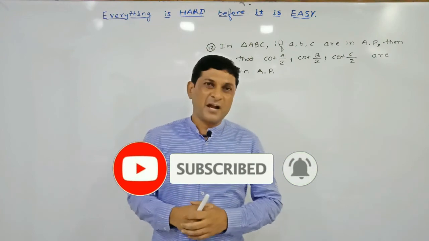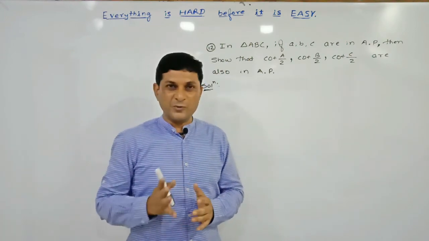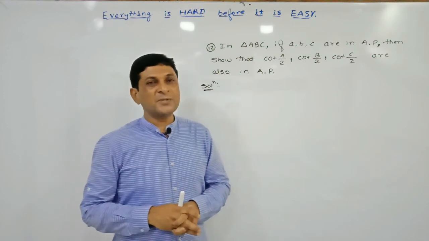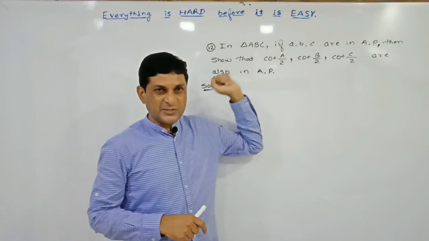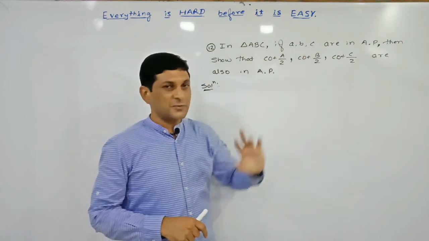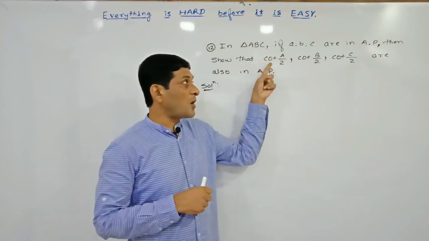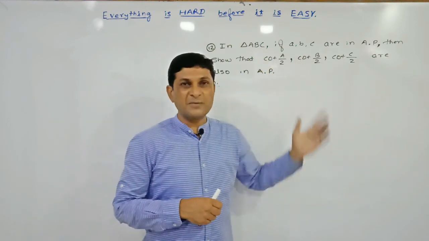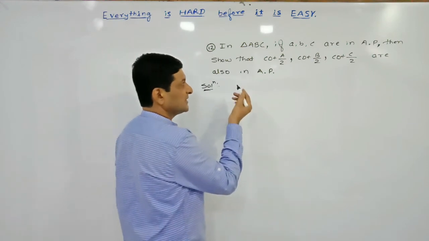So today we are starting example number 12 from Miscellaneous Exercise 5 from question number 2. In this example, the sides a, b, c of triangle ABC are in arithmetic progression. This is the given condition. Using this we have to show that cot A by 2, cot B by 2 and cot C by 2 are also in arithmetic progression. So let us try to solve this example.